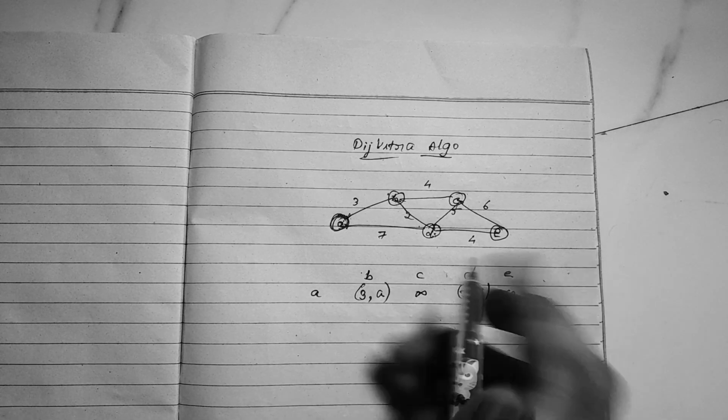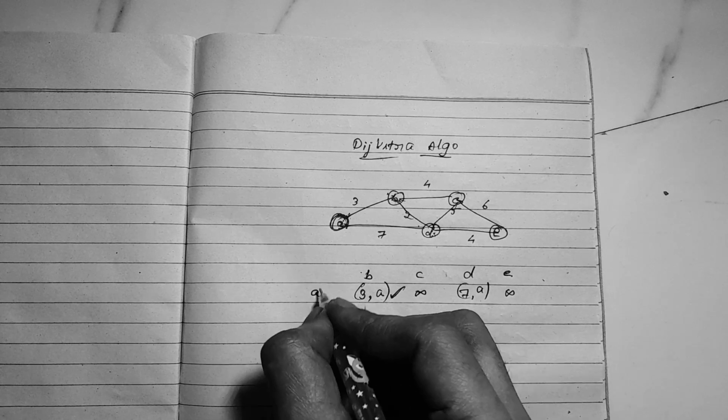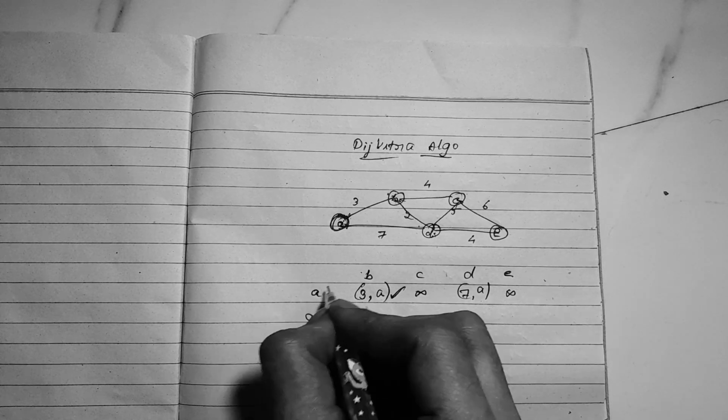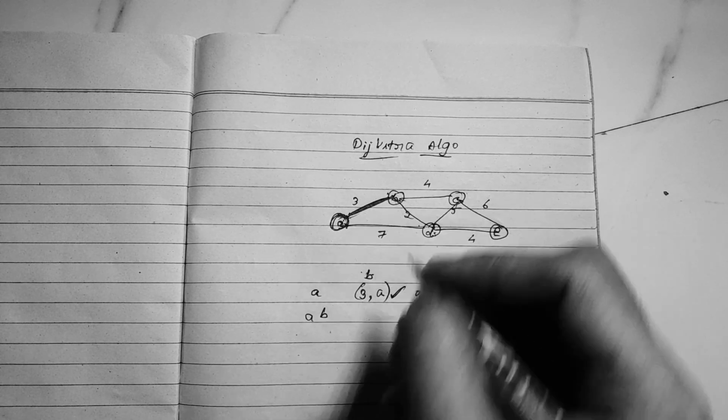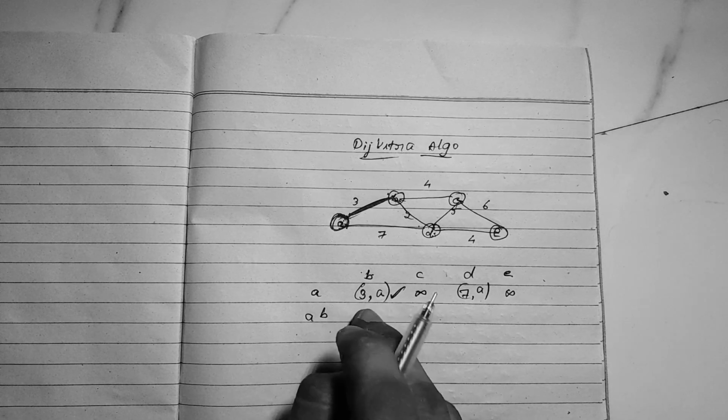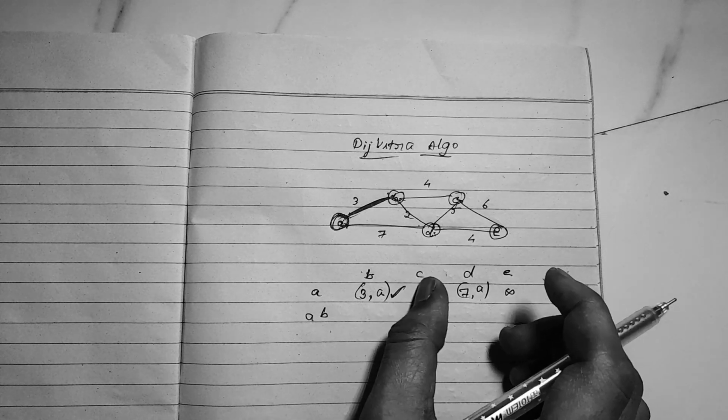And among these four, this is the shortest path, so I will write here A and the vertex B, which is 3. This is the shortest path between A and B, and we will not consider this again. We only consider C, D, E.